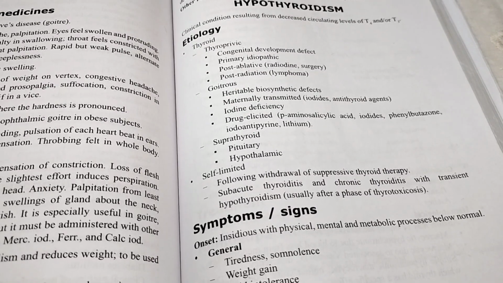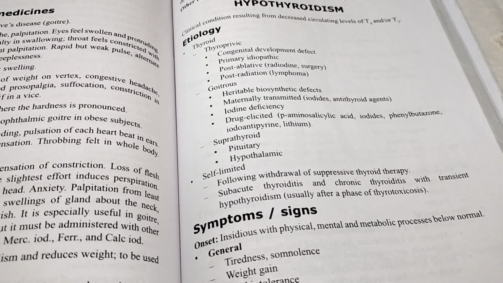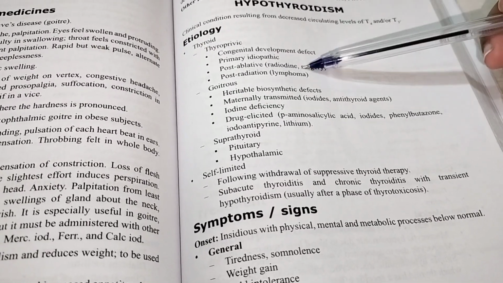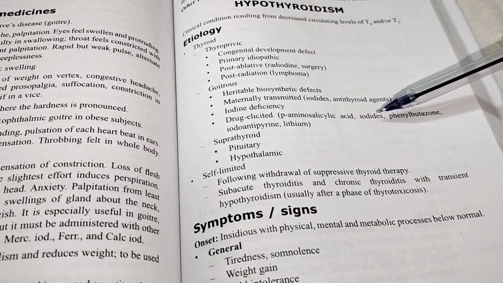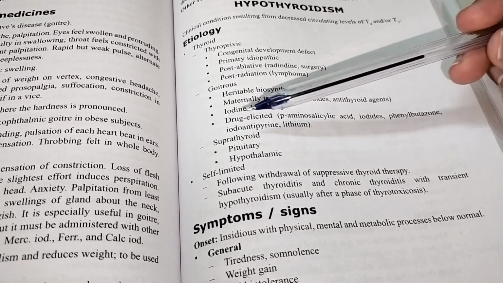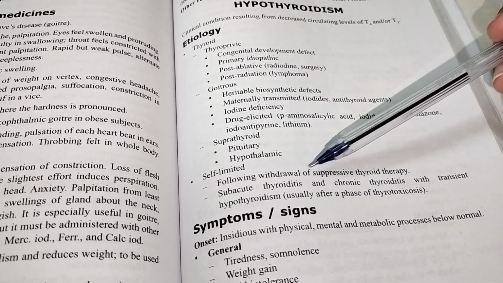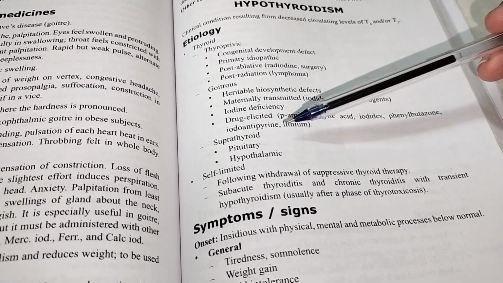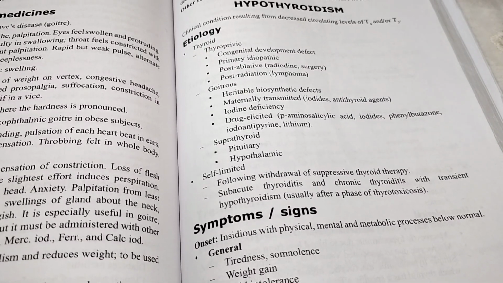defects, maternally transmitted, that is, iodine, antithyroid agents, iodine deficiency, drug-elicited: para-aminosalicylic acid, iodides, the phenylbutazones, iodoantipyrine, lithium. Suprathyroid: pituitary, hypothalamus. Self-limited: following withdrawal of suppressive thyroid therapy, subacute thyroiditis, and chronic thyroiditis with transient hypothyroidism, usually after a phase of thyrotoxicosis.